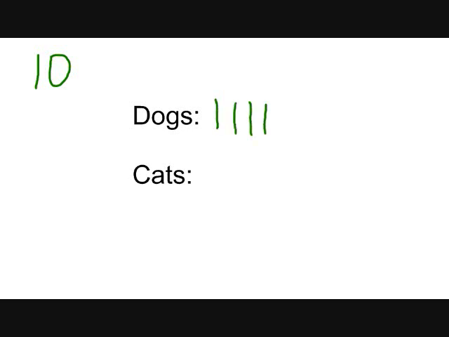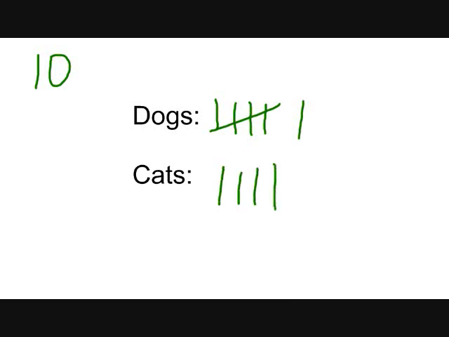So let's take an example. Let's say we go out and we poll 10 people, and we want to know how many people like cats and how many people like dogs. So we make a little frequency table here and we can basically count. Let's say our survey came out and it showed that 6 people like dogs and 4 people like cats.